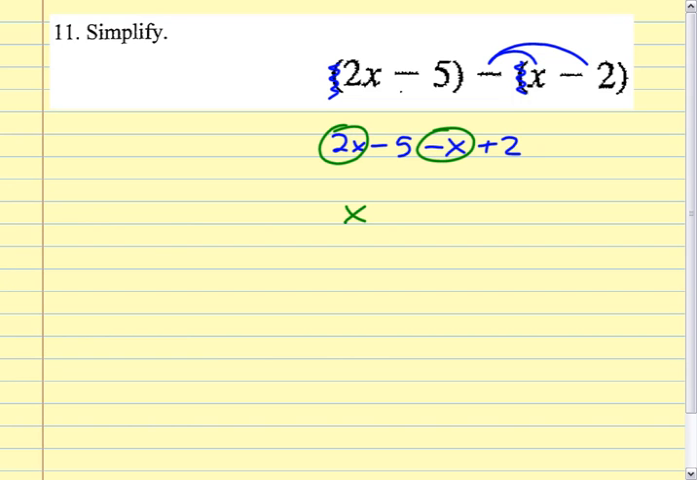x, and then minus 5 and 2 is -3. That's all we can do. It didn't say to solve it. Didn't say tell us what the variable equals. It just said simplify it. So we want to get rid of all those parentheses and combine anything that we can. All right? Okay. Nice job. Let's look at the next one.